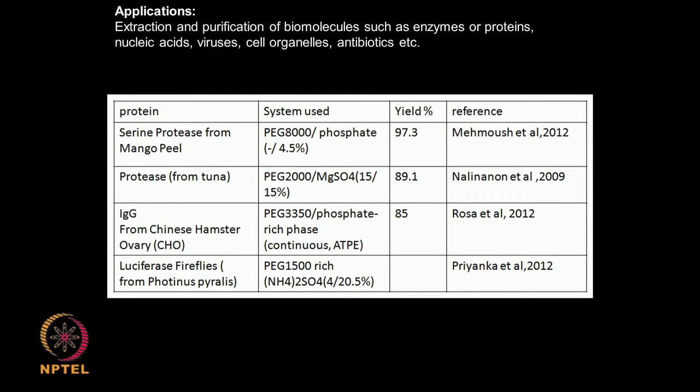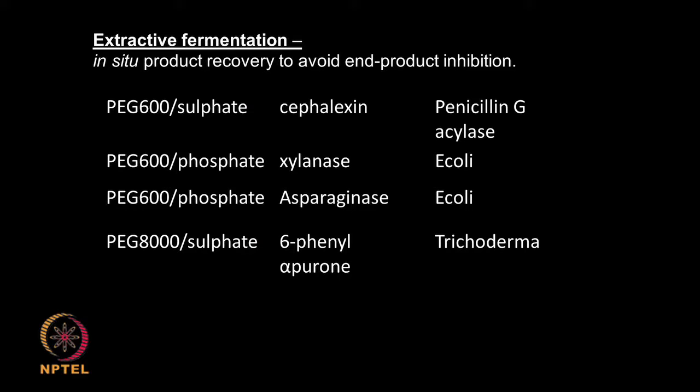So, there are many examples of this actually, applications, examples: serine protease, IgG, luciferase, fireflies using PEG and phosphate, PEG magnesium sulfate, PEG phosphate, PEG rich with sodium ammonium sulfate and so on actually. So, extractive fermentation, we can combine fermentation with extraction in situ systems, PEG sulfate, PEG phosphate, as you can see for a large number of antibiotics here.